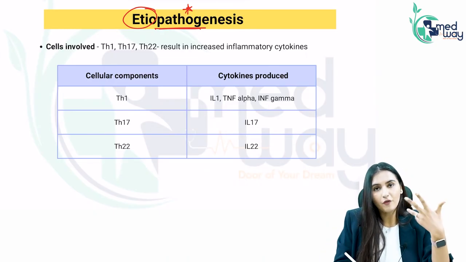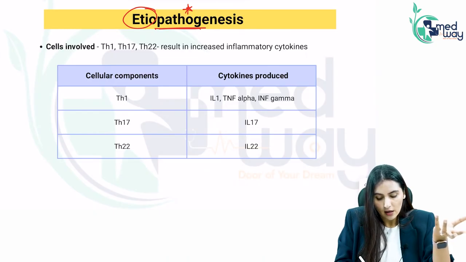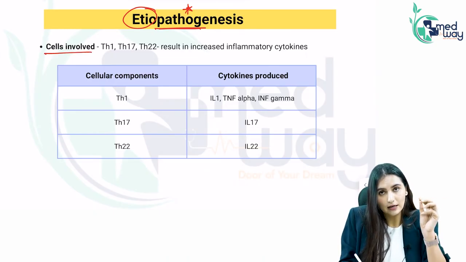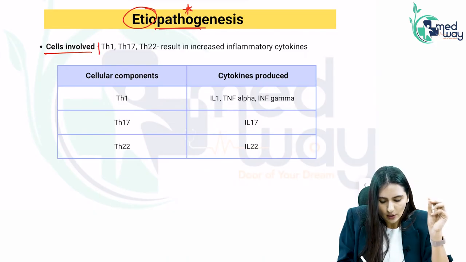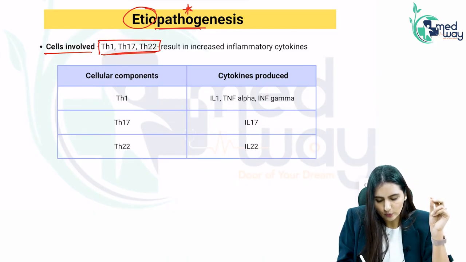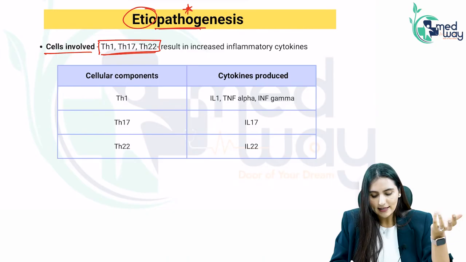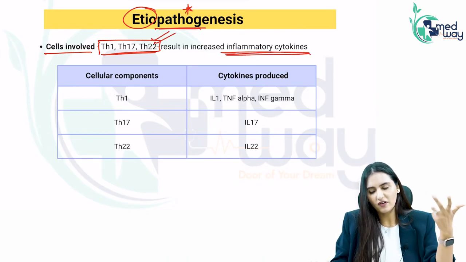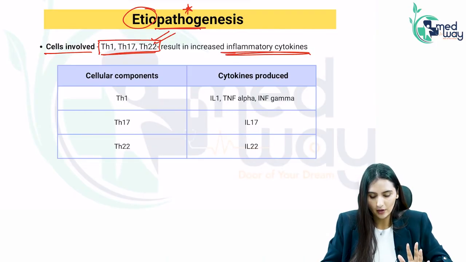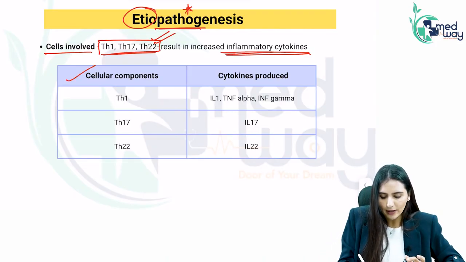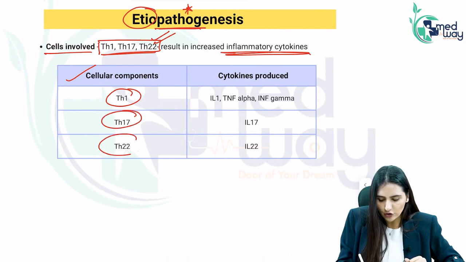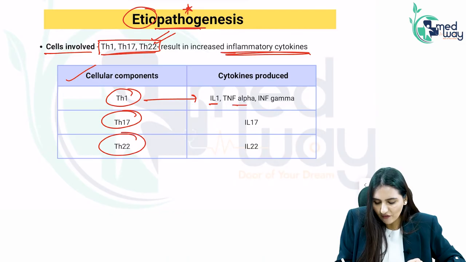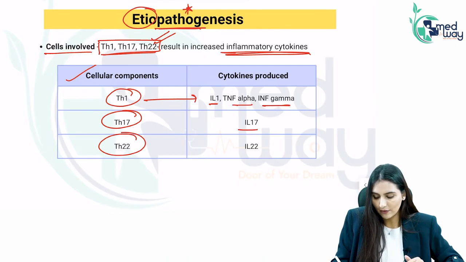So I've told you that it is a T-cell mediated response. You have T helper cells involved: Th1, Th17 and Th22. All these helper cells release inflammatory cytokines, and those inflammatory cytokines will cause inflammation. So the cellular components are Th1, Th17 and Th22. Th1 is going to give you interleukin 1, TNF alpha and interferon gamma. Th17 will give you interleukin 17 and Th22 will give you interleukin 22.